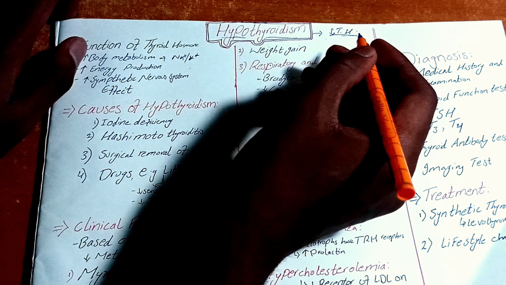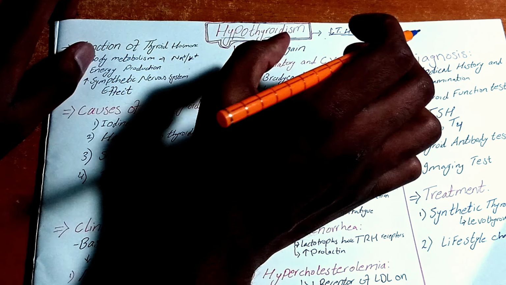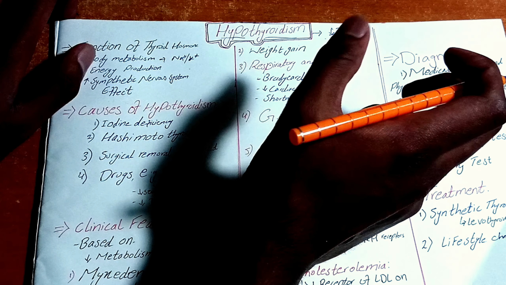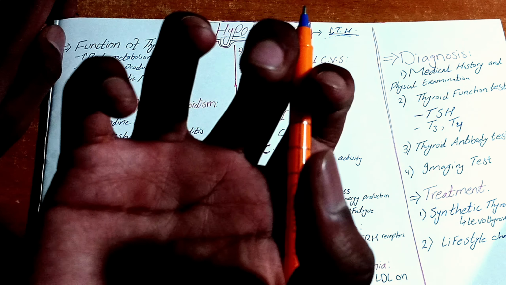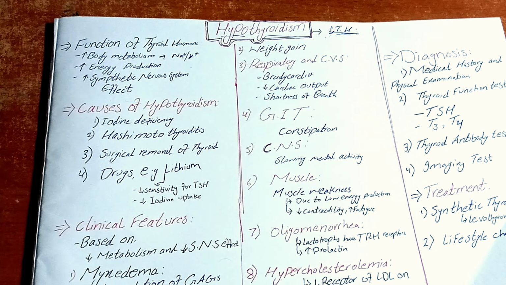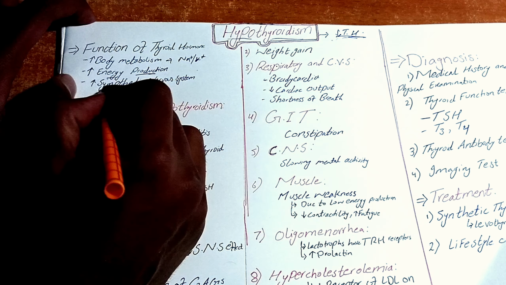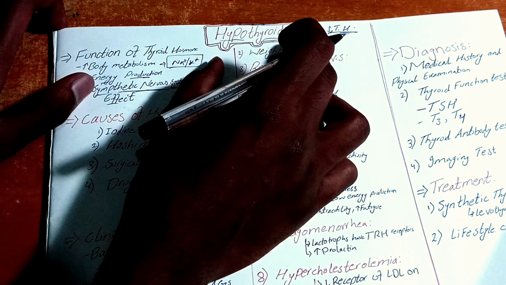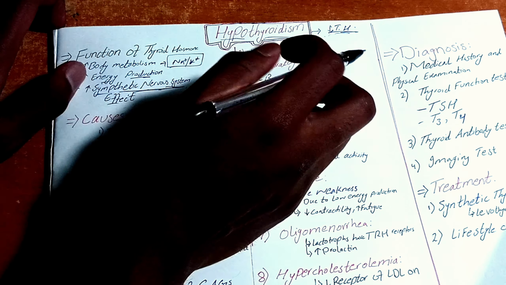Hypothyroidism is a condition, as the word suggests. Hypo means decrease, thyroidism refers to thyroid hormone. It is a condition in which thyroid hormone level decreases in the body. First of all, we have to know what thyroid hormone is. Thyroid hormone is a hormone released from the thyroid gland, which is present in the neck region, and its main function is to increase body metabolism, increase energy production in our cells, and increase the sympathetic nervous system effect on the body. Then coming to hypothyroidism, in hypothyroidism, thyroid hormone decreases.